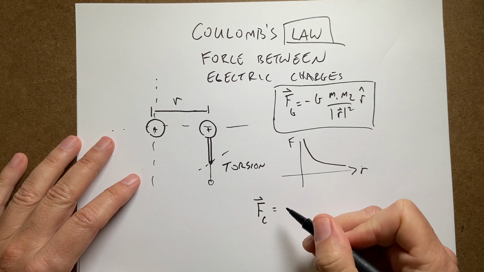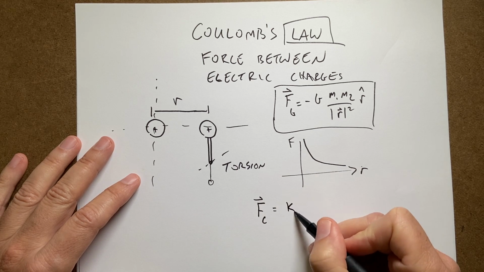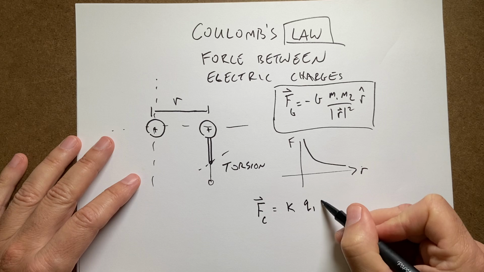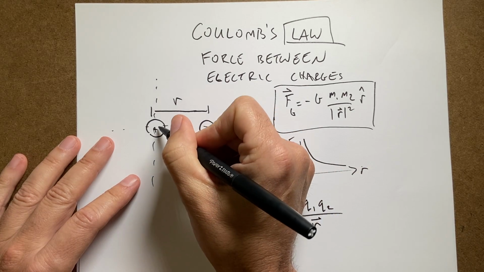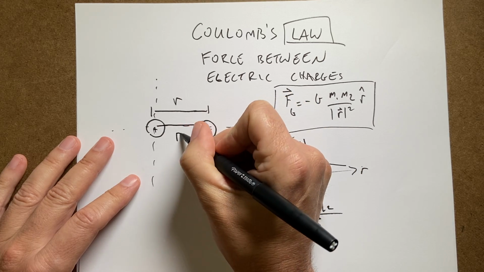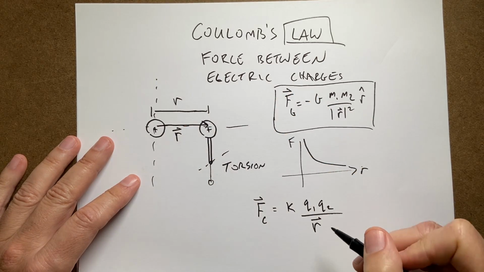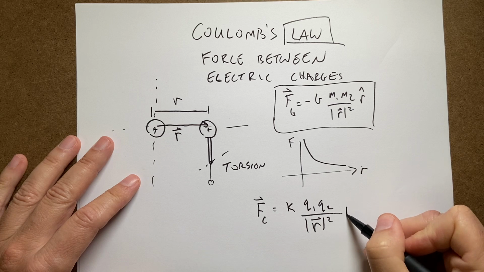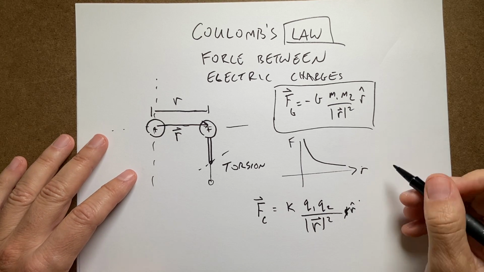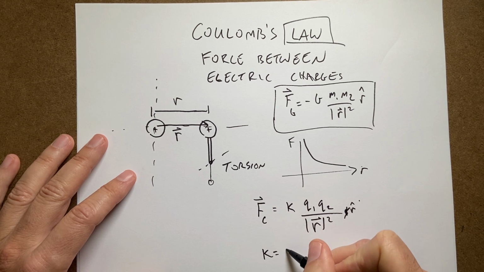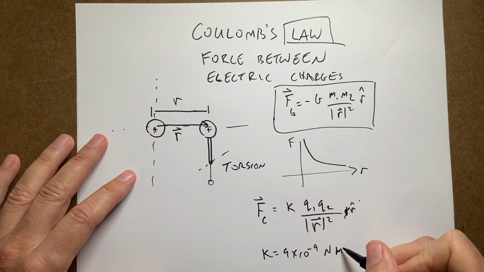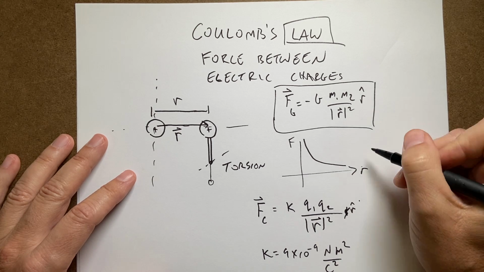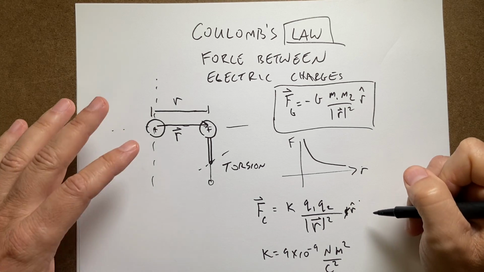Fc, it's going to be equal to K, Q1, Q2 over the magnitude of r, where this is the vector r from one to the other. Magnitude of r squared times r hat. Oh, that's not a unit vector. That's like that. Okay. And in this case, K is equal to 9 times 10 to the ninth newtons meter squared per coulomb squared. And coulomb is a unit of charge.